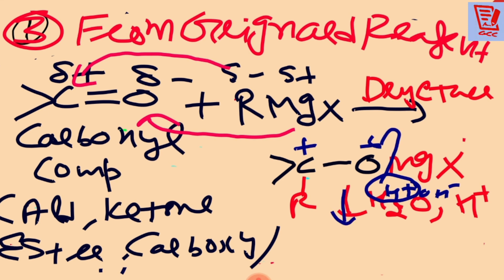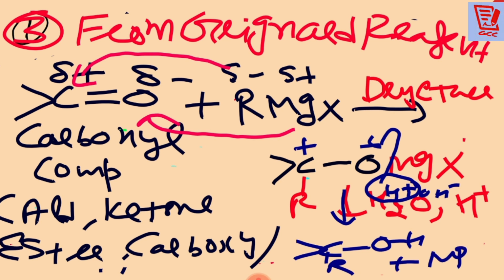Okay, then the product will be RCOH. R will remain as it is. RCOH plus MgOHX. Clear? Alcohol we have formed from the Grignard reagent. So for the carbonyl compound, what can we use, beta? We can use aldehyde also, we can use ketone also, we can use carboxylic acid also. Clear? Is that clear?